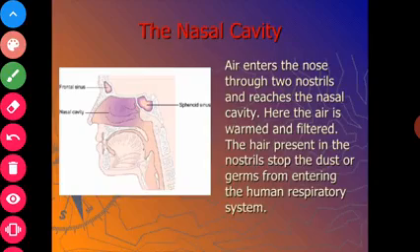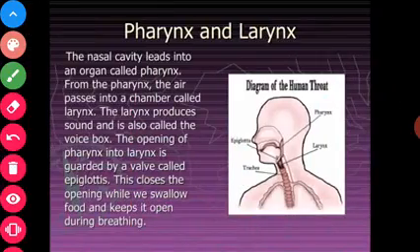From nasal cavity, air enters into the pharynx. Pharynx is also called the throat. In scientific term, we can use pharynx. The nasal cavity leads to an organ called pharynx. From pharynx, the air passes into a chamber called larynx.